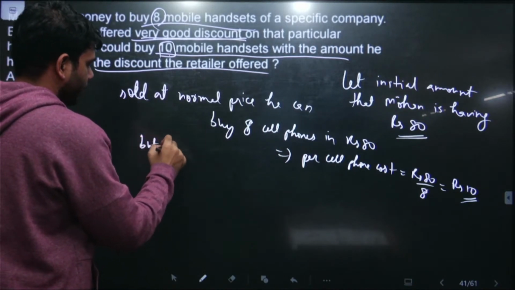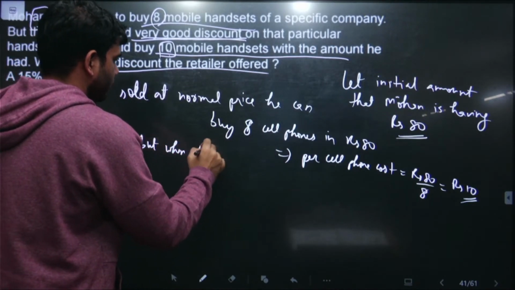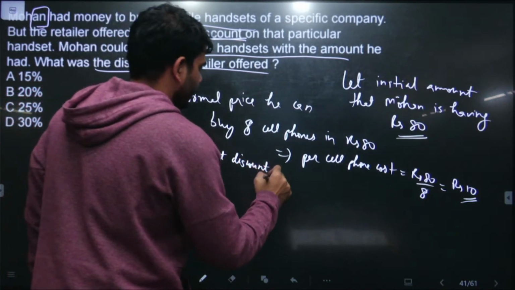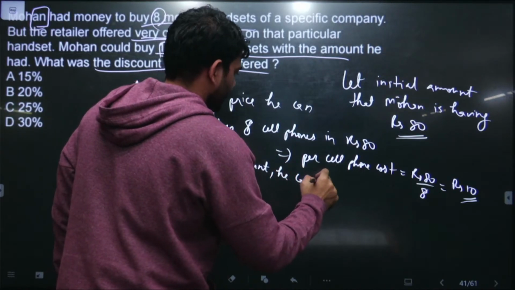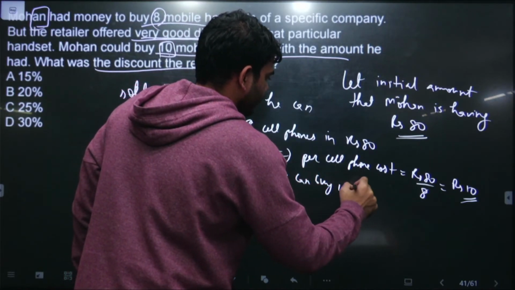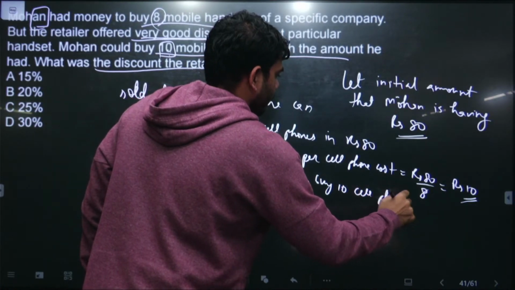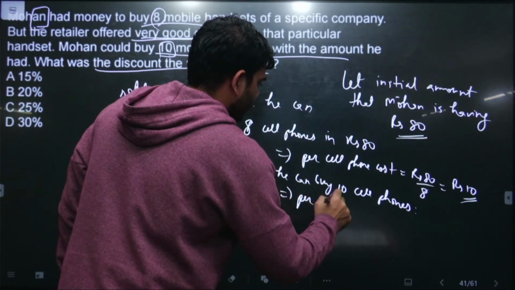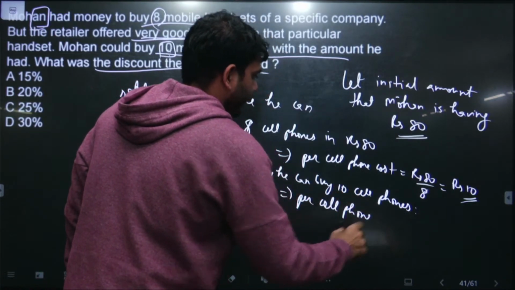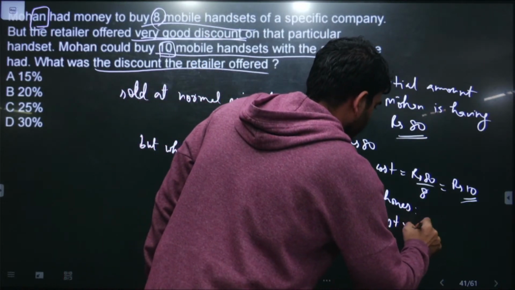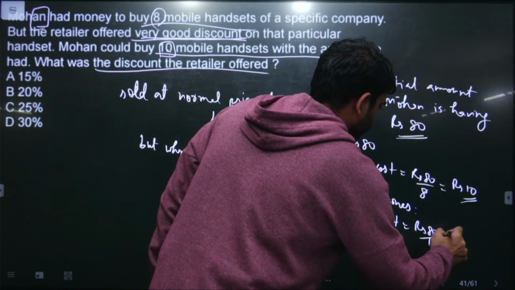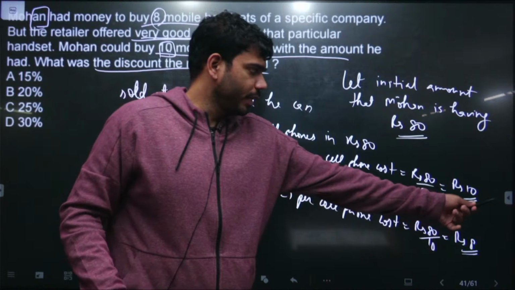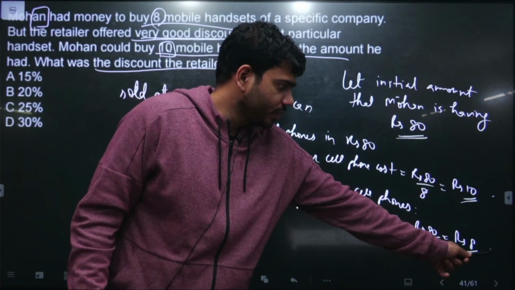But when sold at discount, he can buy 10 cell phones. When sold at discount, he can buy 10 cell phones. It means per cell phone cost that is coming is 80 by 10, that is rupees 8. Without discount, the cost of a cell phone is coming out to be rupees 10, and with discount, the cost of a cell phone is coming out to be rupees 8.